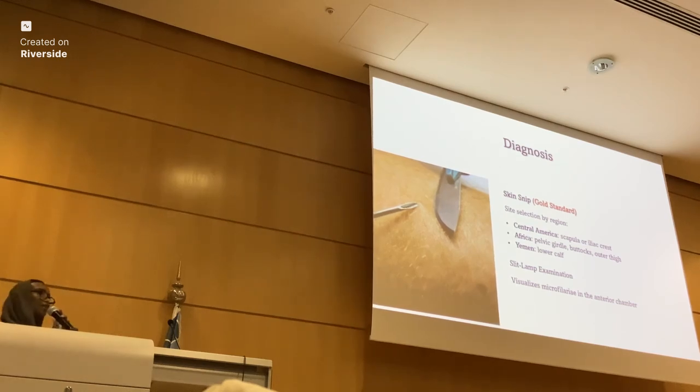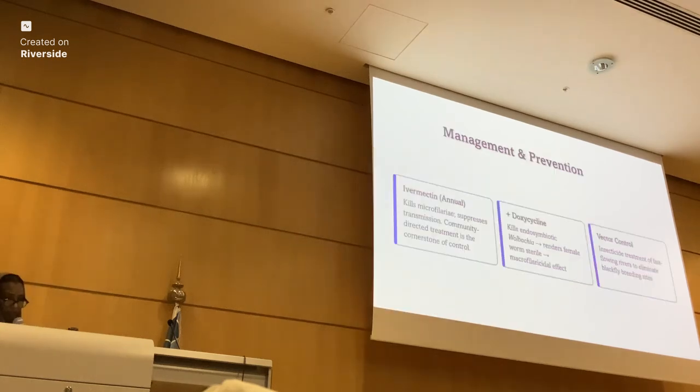This is the gold standard, and the site selection mainly depends on the region. If you're in Central America, you go scapula or iliac crest. If you're in Africa, you go pelvic girdle or buttocks or outer thigh. And if you're in Yemen, you go lower calf. Slit lamp examination is helpful to visualize microfilariae in the anterior chamber.